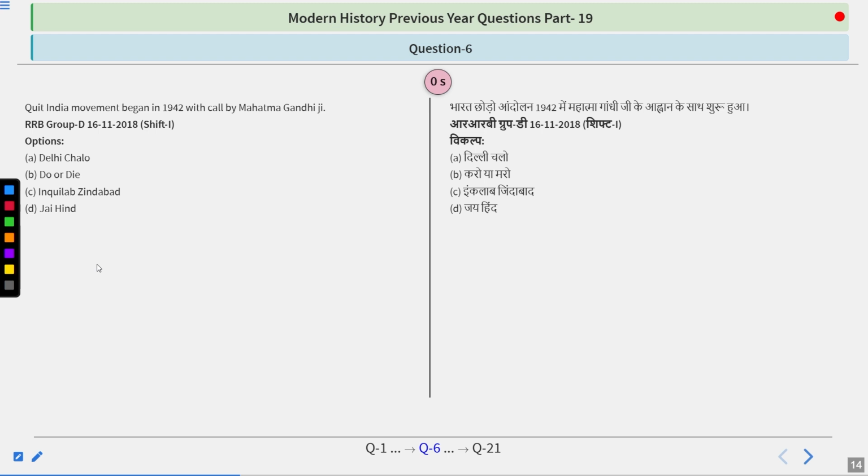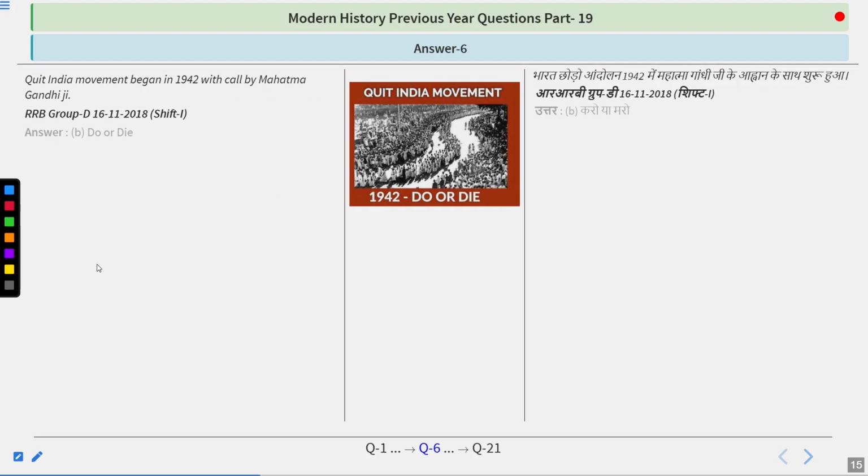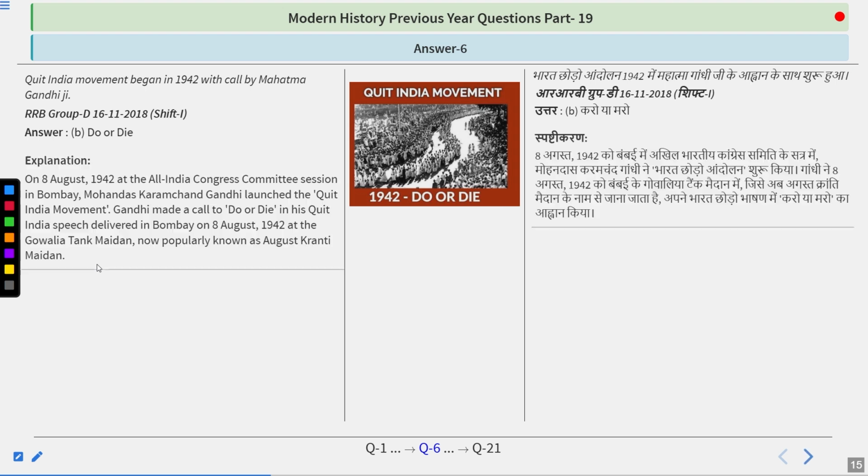So if we think about the options, Delhi Chalo is a slogan that was given by Netaji Subhash Chandra Bose, we all know. Inqilab Zindabad was a slogan that was given originally by Hasrat Mohani, and later it became famous because of Bhagat Singh. And Do or Die is the slogan given by Mahatma Gandhiji during this particular movement. So the answer is Do or Die.